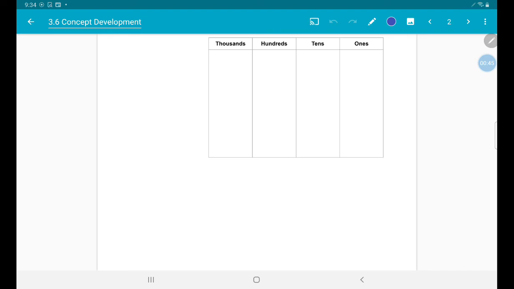All right, so on your work mat down at the bottom in that blank space, I want you to write 30 times 20. All right, I just asked you to write it down. What's another way that we could express or write 30 times 20?